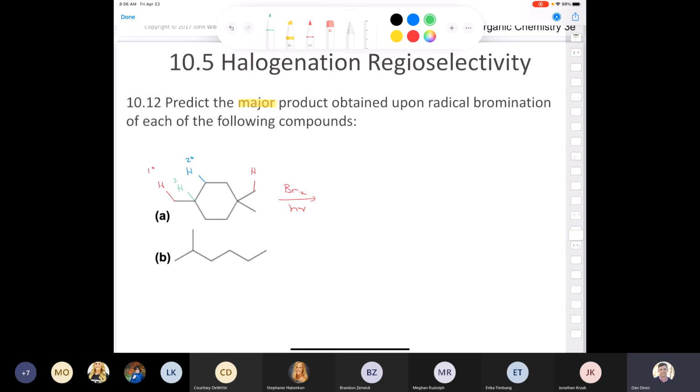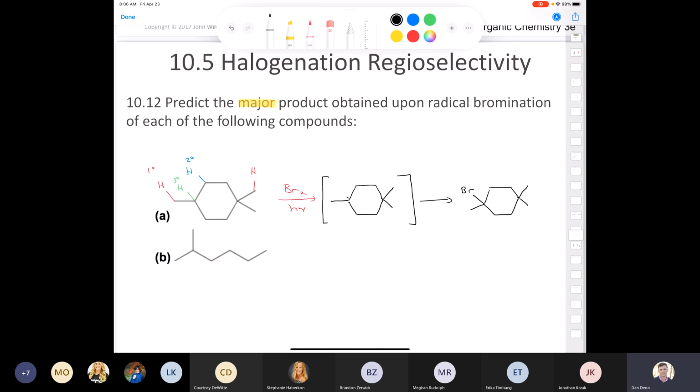And if we abstract this one that I have highlighted in green, that's going to produce the most stable radical that could be produced. And we know that bromination is very selective to produce the most stable radical as an intermediate. So we could draw that intermediate just for fun. It's going to look like this. And I'll put it in square brackets just to denote that it's an intermediate. After this, we do the halogen abstraction. And then we end up with the product, which is going to have the bromine installed at the tertiary carbon.